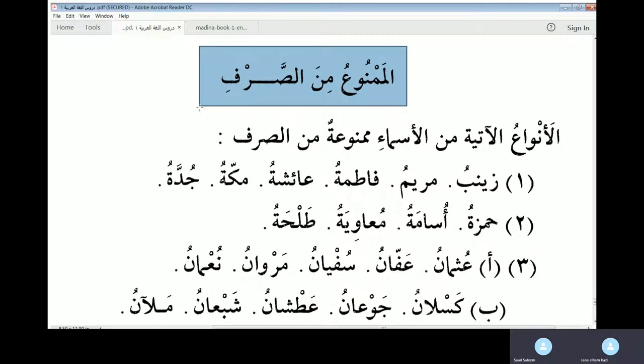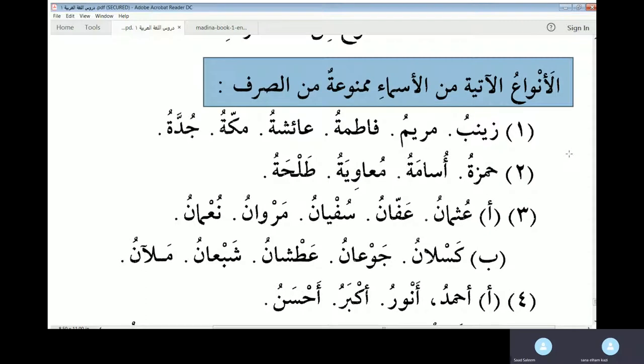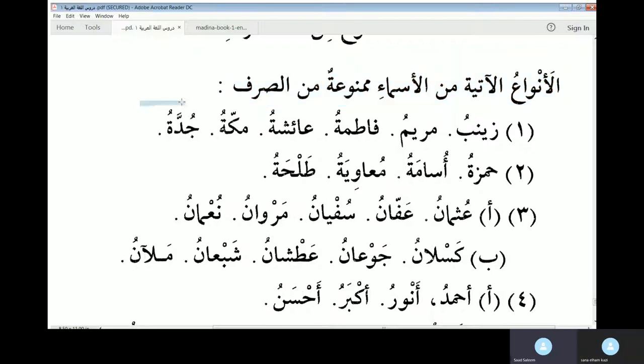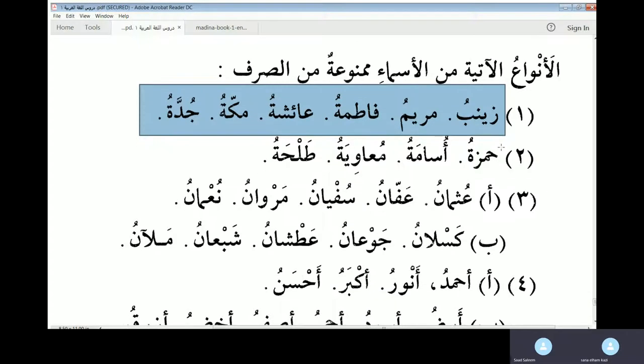Al-mamnu min as-sarfi. Al-anwa'u al-atiyatu min al-asma'i mamnu'atun min as-sarfi. Al-anwa'u, kinds. The following kinds of nouns are mamnu min as-sarf, diptotes. For example, Zainabu, Maryamu, Fatimatu, Aishatu, Makkatu, Juddatu. Some of them have ta marbuta, and all of them are feminine proper nouns. The reason is the same.